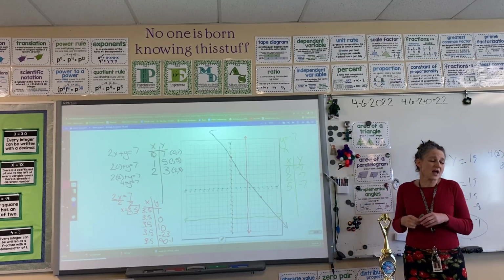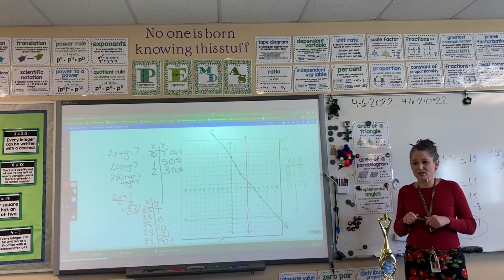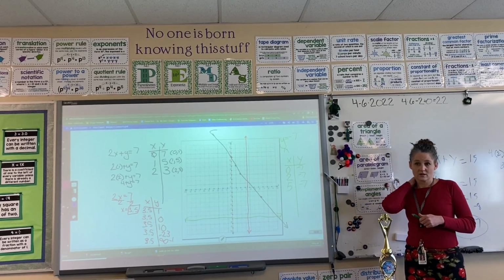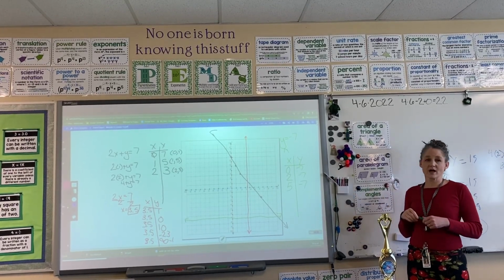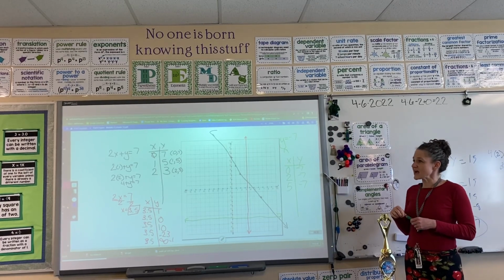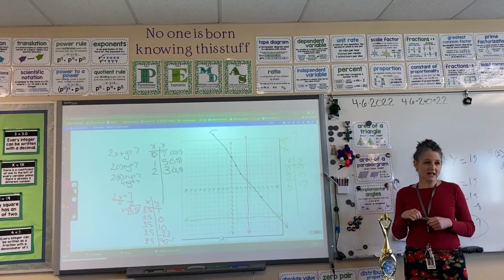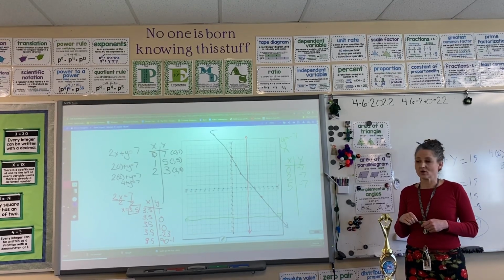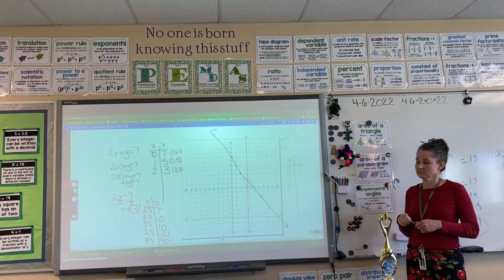What about if I have y equals 5? What's that going to look like? Just a horizontal line across 5, a horizontal line through y equals 5. What if x equals 15? What does that look like? A vertical line across x equals 15, a vertical line through x equals 15.